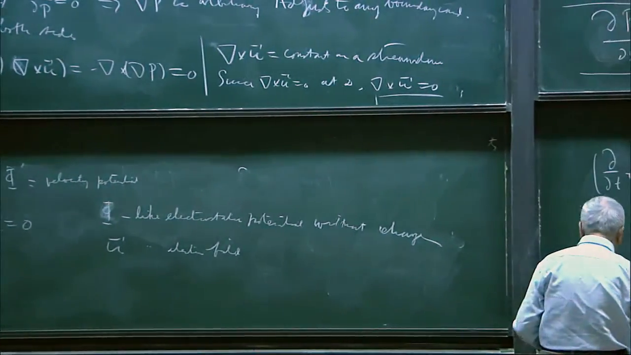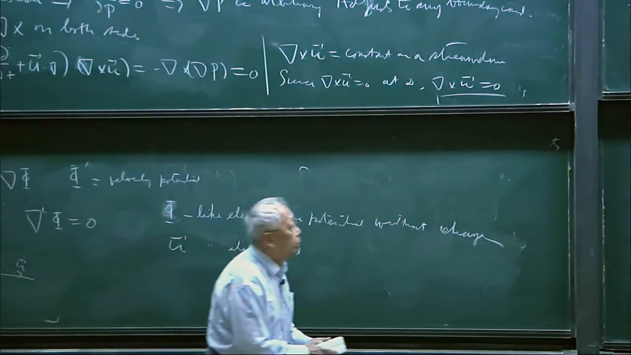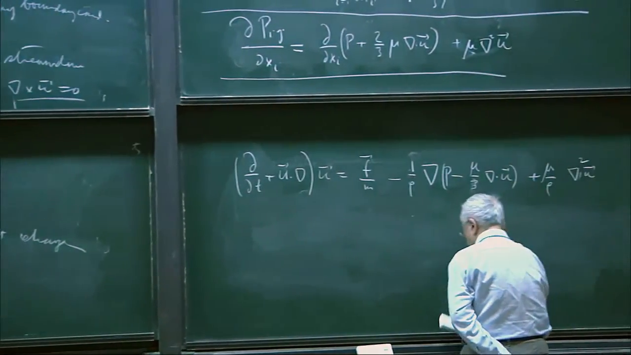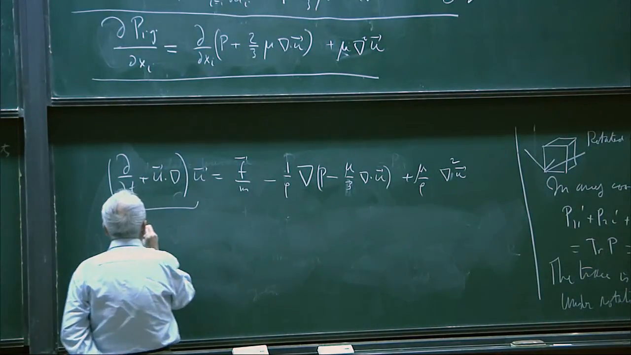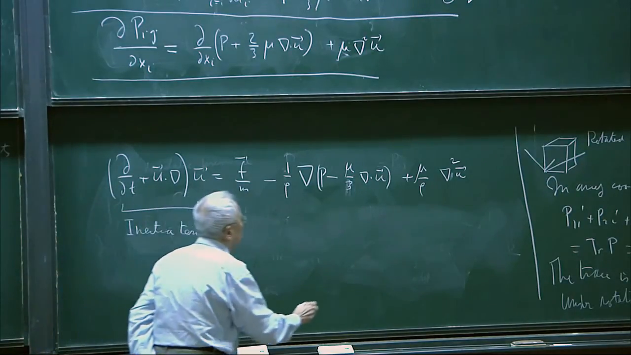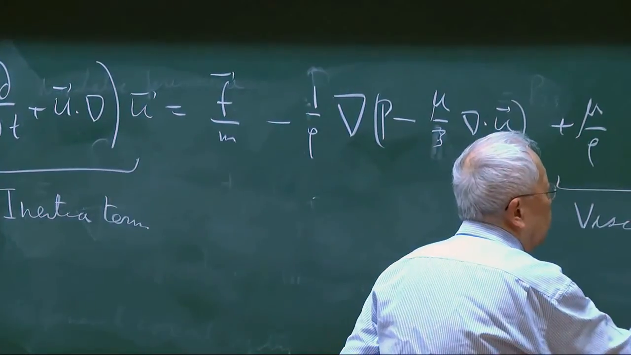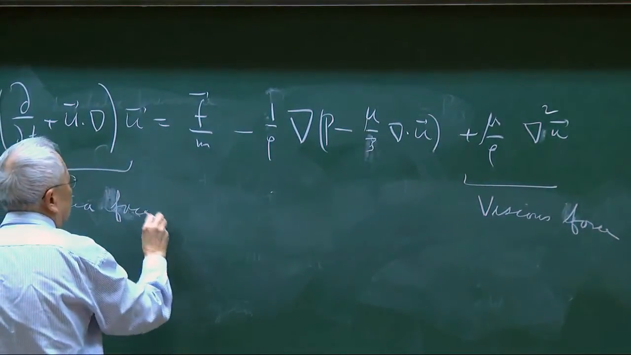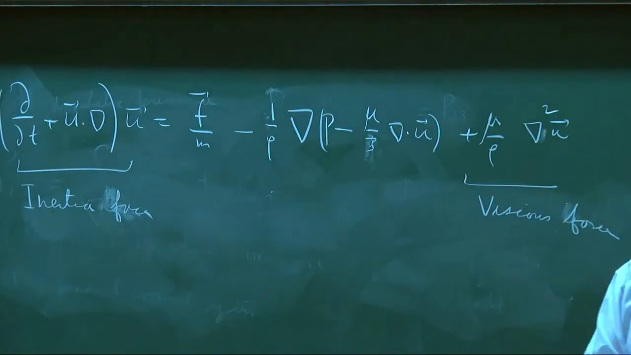So now I'll just make some general comments about the Navier-Stokes equation in general. If you look at this equation, what is important is this term is called the inertia term. And this term is called the viscous term. This is called the viscous force. And this gives you the inertial force. And the situations are very different when these two forces have different magnitudes.